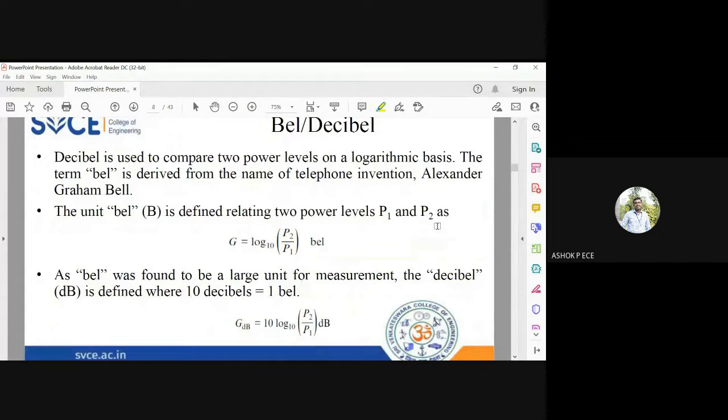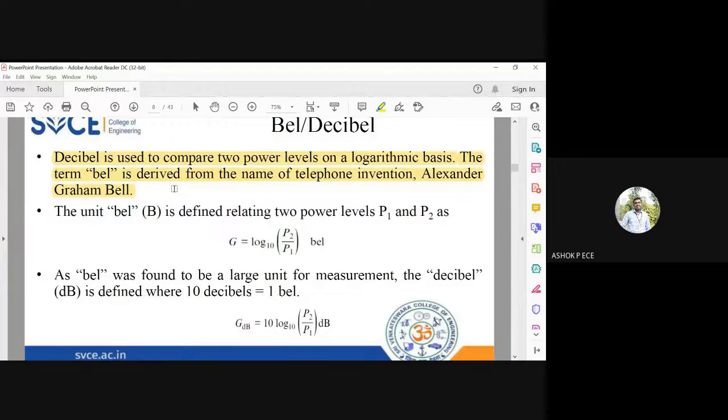And this is the relation which will convert a normal value into a logarithm value. So decibel is used to compare two power levels on a logarithm basis. It was invented by Alexander Graham Bell. So for giving credit, we are going to use his name as the unit for logarithm.